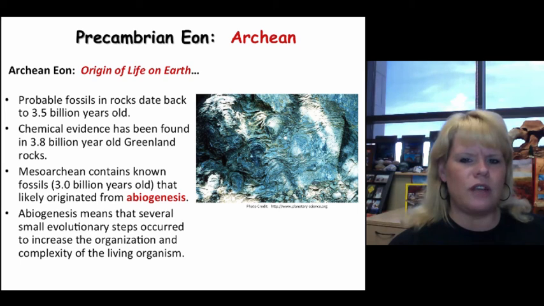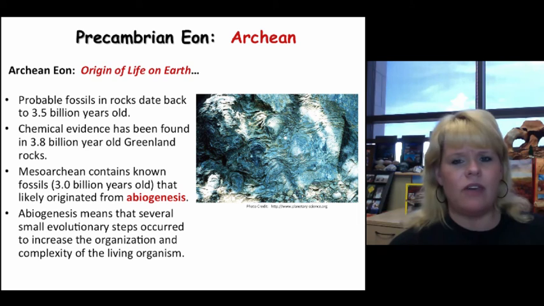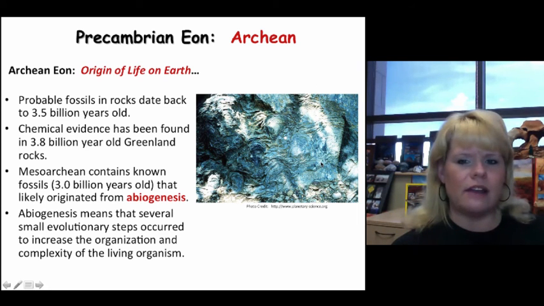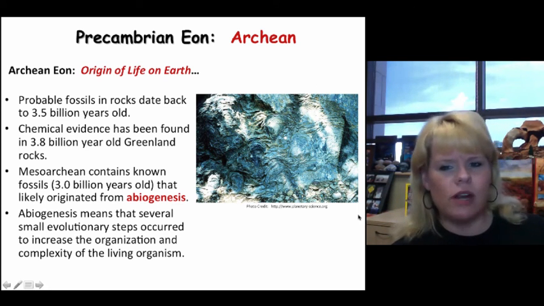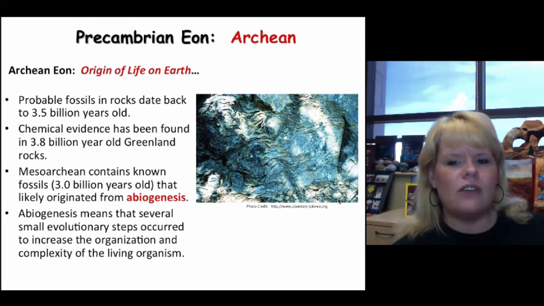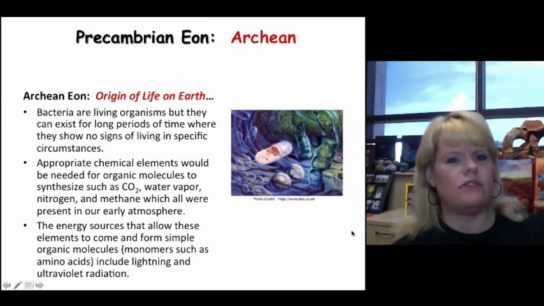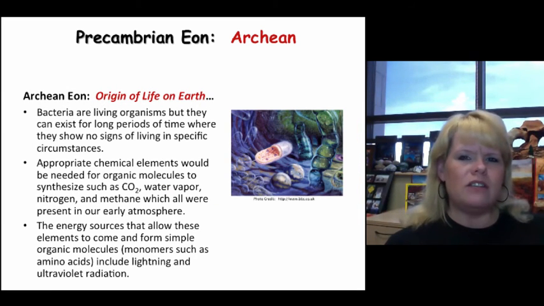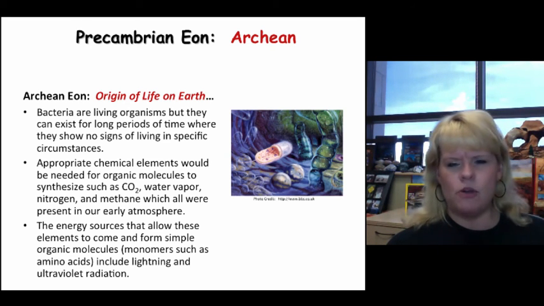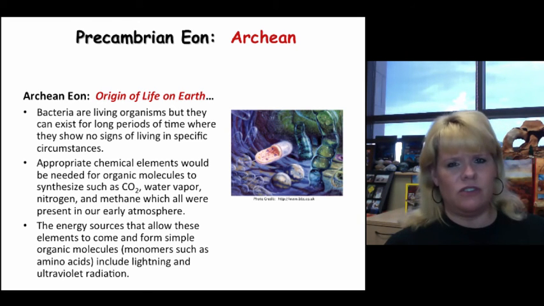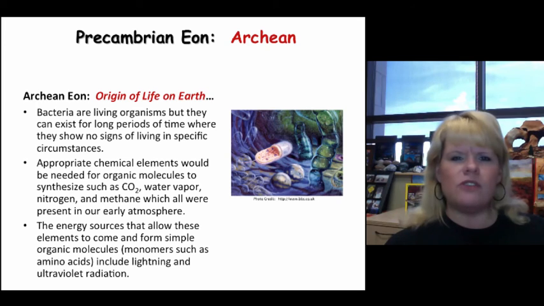It's thought that the first organisms were single-celled cyanobacteria, and that's essentially what stromatolites are made out of today, cyanobacteria, blue-green algae. And these are fossilized stromatolites from the Proterozoic, not the Archean, but we know we see our first stromatolites during the Archean. So bacteria are our simplest forms of life, and they can exist for long periods of time where they show no signs of living. They show no signs of existence in specific environmental conditions.